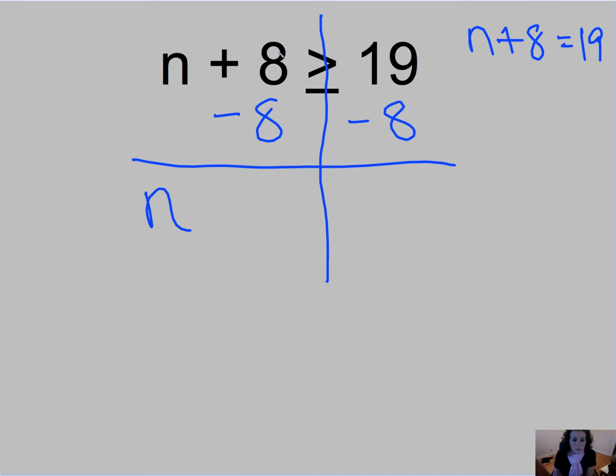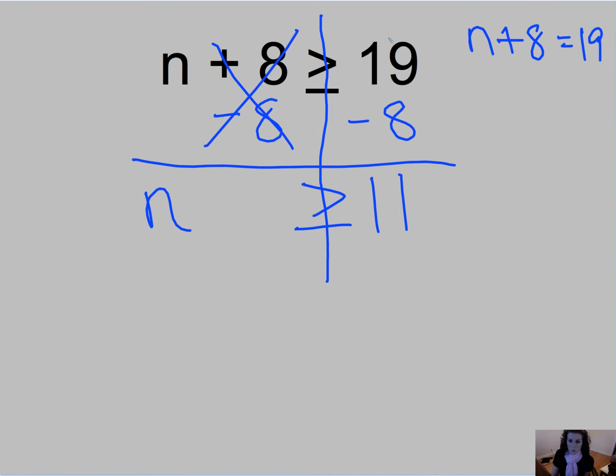Bring down the n. The 8 minus 8 cancels. But it's different from this because instead of an equal sign now, I have a greater than or equal to sign. So that's the symbol I need to use. And then 19 minus 8 would be 11. So I think that the answer is n is greater than or equal to 11.